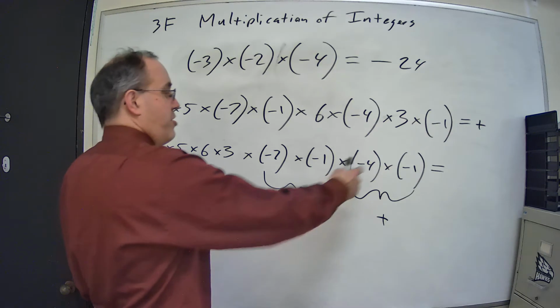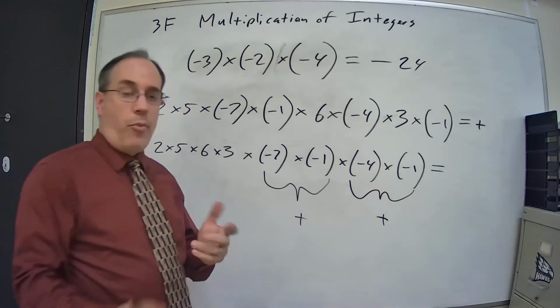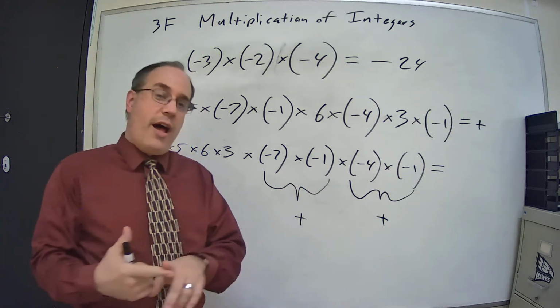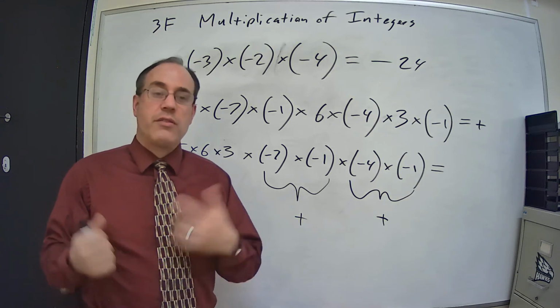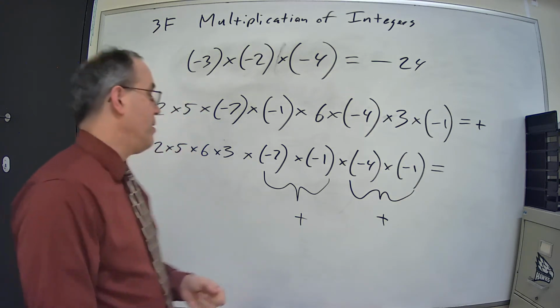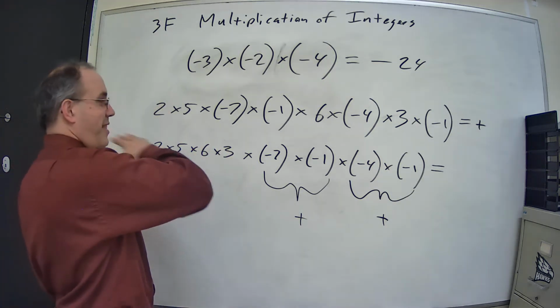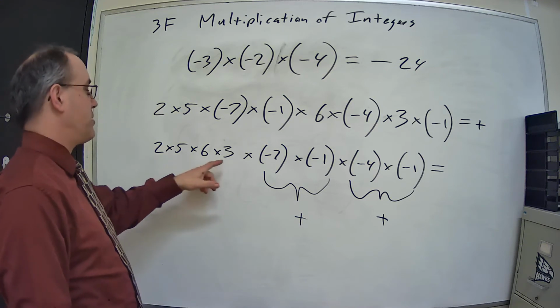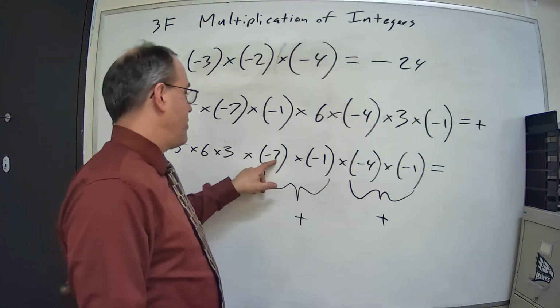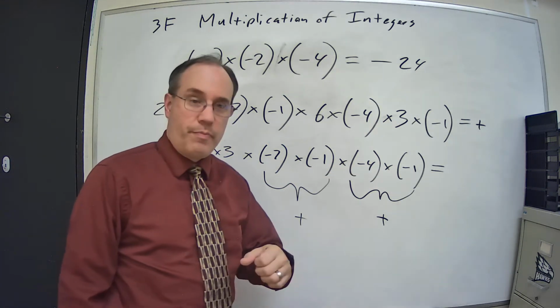So we can look at the number of negative signs in our multiplication. If it's odd, then you're going to have a negative result. If it's even, then you're going to have a positive result. And then going through and multiplying is the same thing, right? 2 times 5 times 6 times 3 times 7 times 1 times 4 times 1.